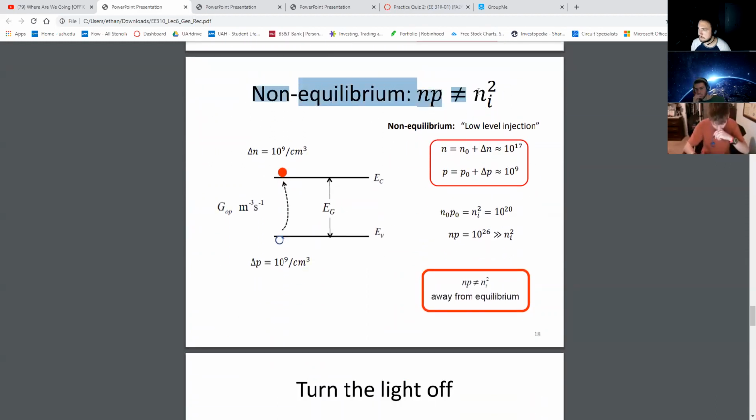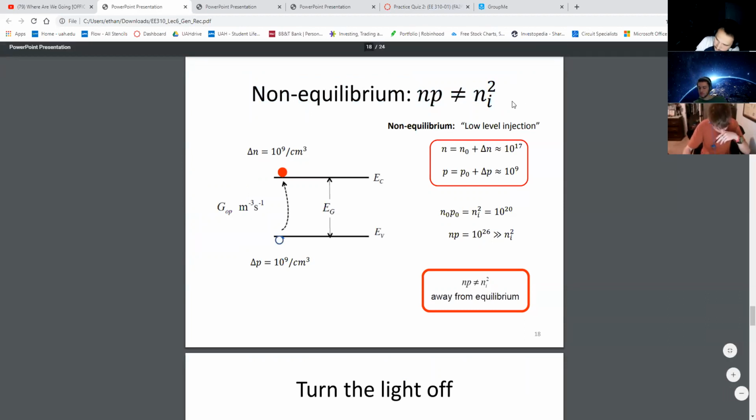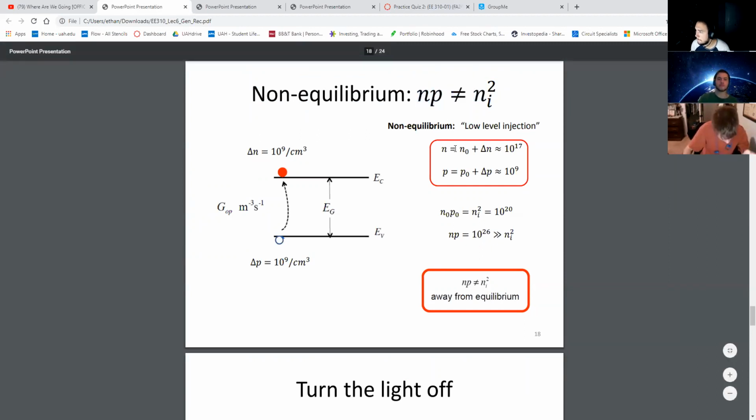Obviously, if we're in this state, this no longer holds. Law of mass action doesn't hold. It's probably good to have it written down since we did have to use it on the practice quiz. If you don't remember it, it's good to have the law of mass action written, because he might have us use it again. But beyond that, that's as far as we're going to see with this.